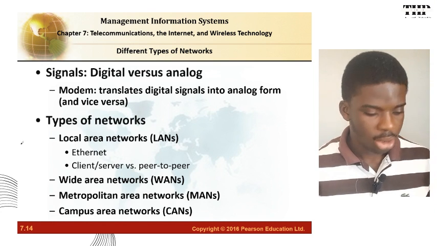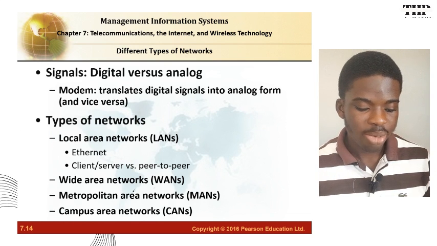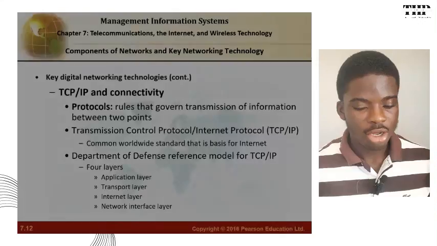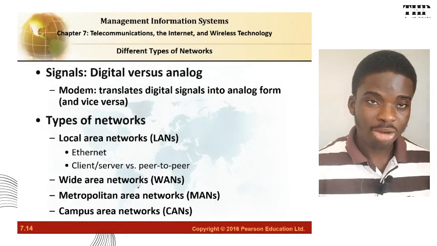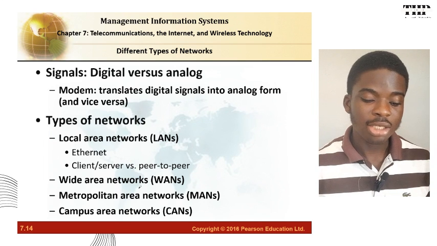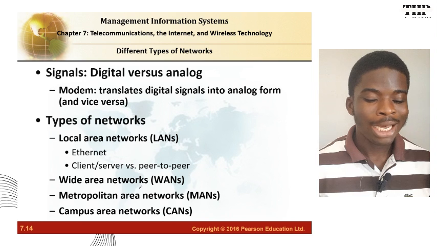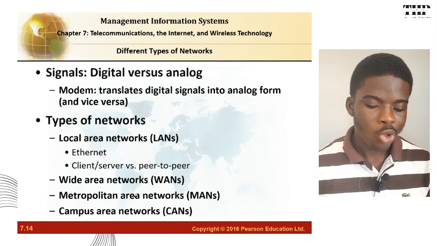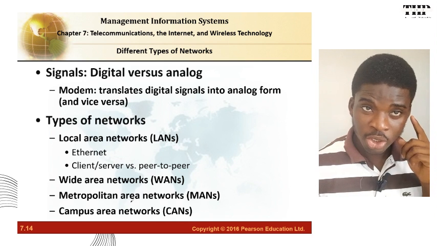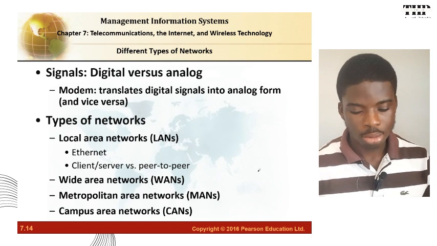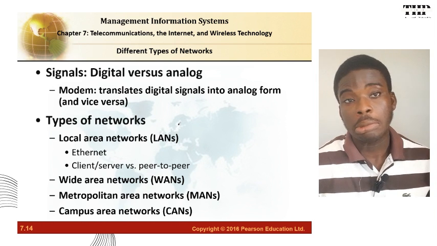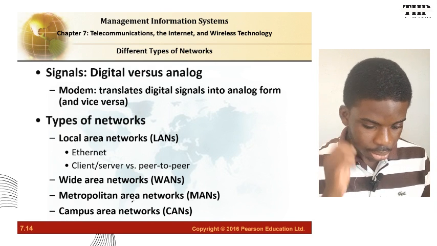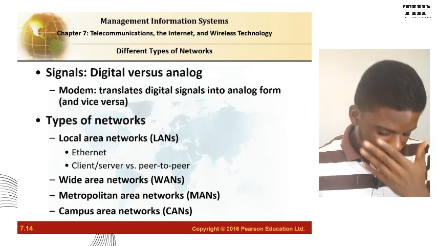What are the types of network? The local area network, the wide area network, the metropolitan area network, and then what? Campus area networks. So LANs, WANs, MANs, and CANs. The types of networks are LANs, WANs, MANs, and CANs. I'm not joking, put it here: Mans cans one's LAN. Just make something with that. The C is for campus, M is for metropolitan, the W is for wide, then the L is for local.